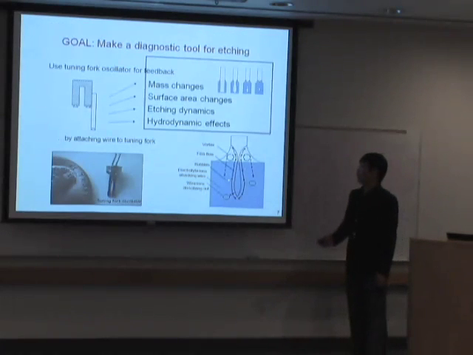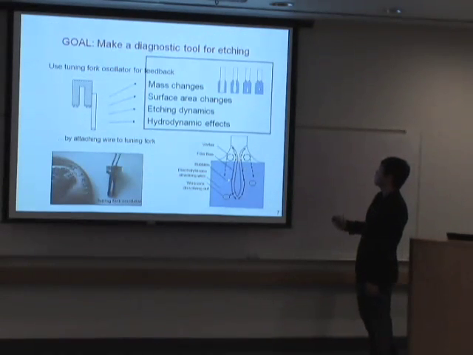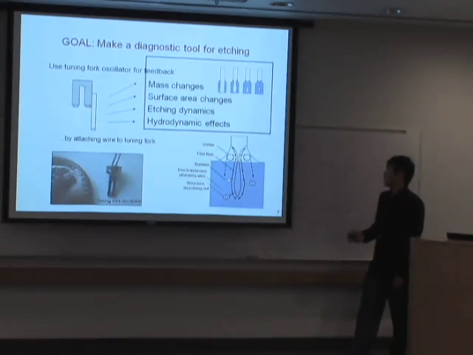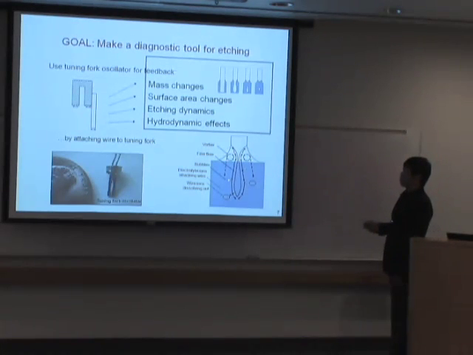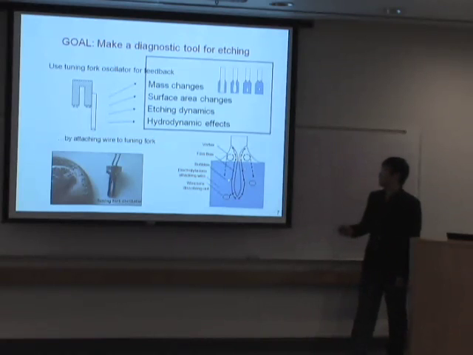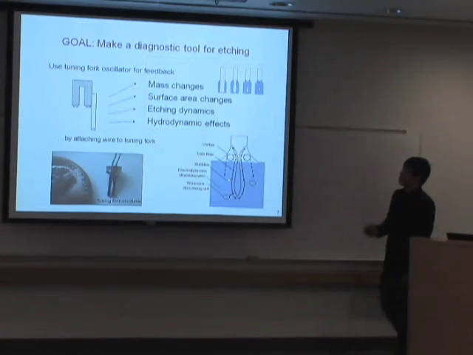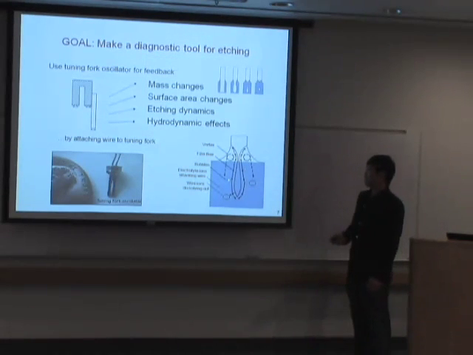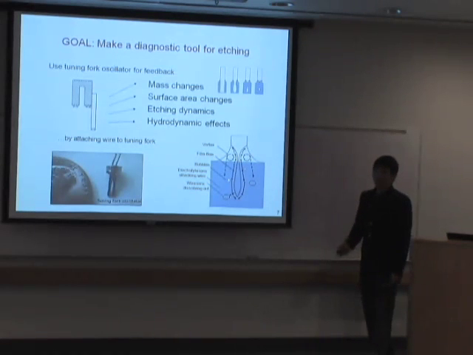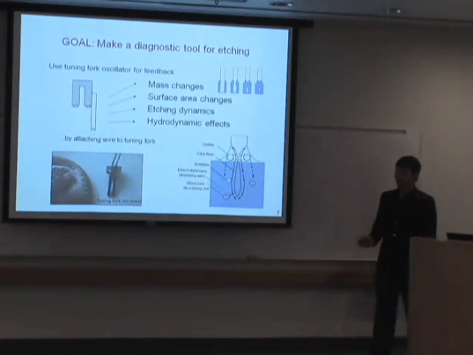So we want feedback on mass changes as the tip is etching and surface area changes, and we also want feedback for etching dynamics and hydrodynamic effects, such as the one shown here. We have the vortex going on, bulk flow, bubbles, electrolyte ions attacking the wire, and wire ions dissolving out. And we want to see all this. And how we're going to do that is by using a quartz tuning fork, which is a very small piece of electronic equipment that is found in quartz watches as a frequency standard. And this quartz tuning fork is very sensitive to the environment.